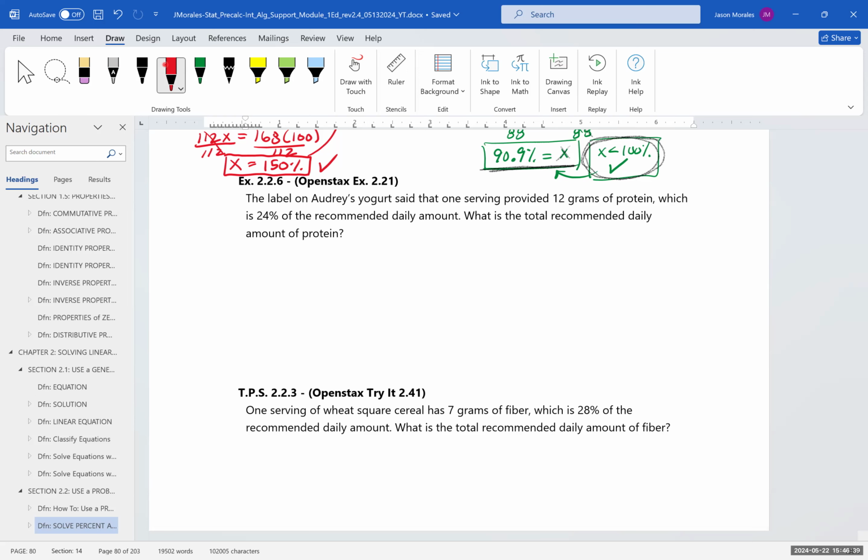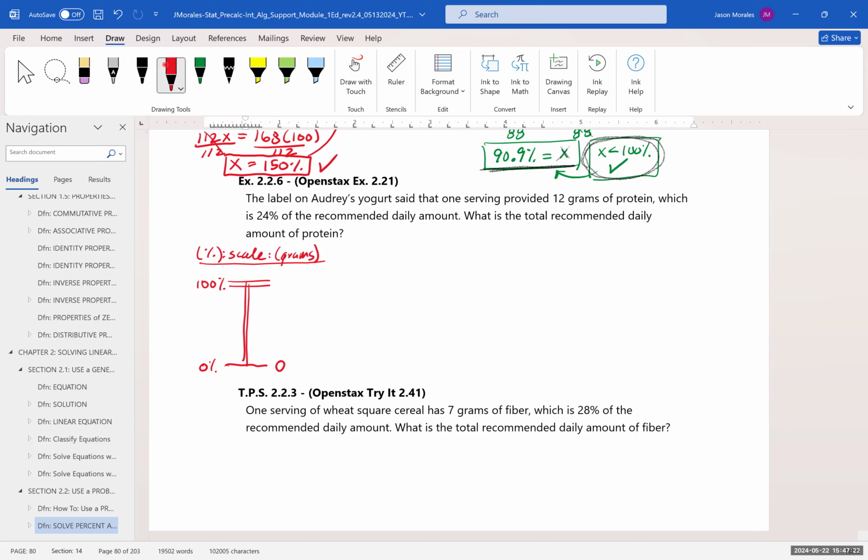So here in this example, let me read it. The label on Aubree's yogurt said that one serving provided 12 grams of protein, which is 24% of the recommended daily amount. What is the total recommended daily amount of protein? Right, so off to the side, let's put a scale, and we've got percent on that side, and grams on the other side. And down here is 0%. We're going to have 100% and 0 grams here. Okay, so we just set up the scale.